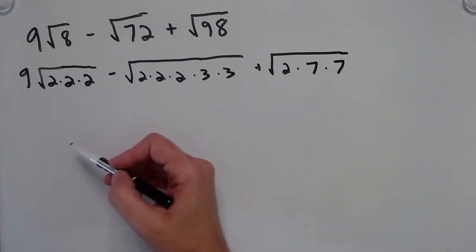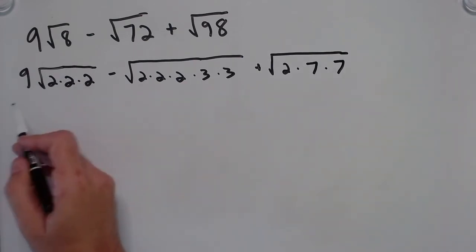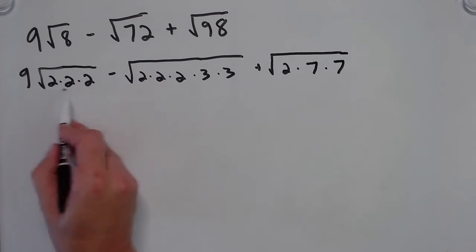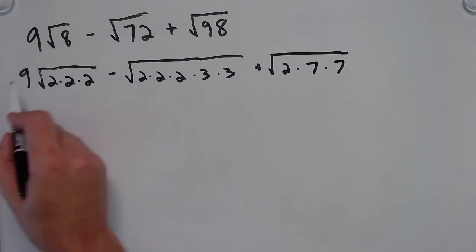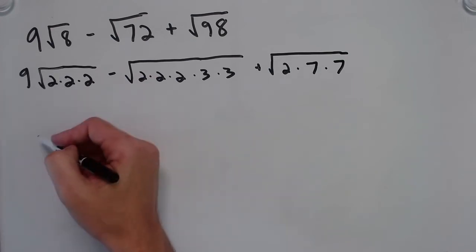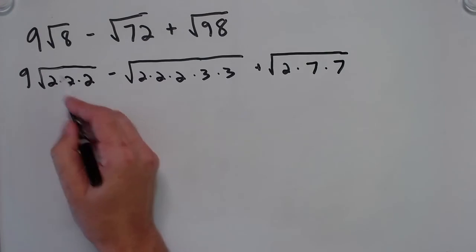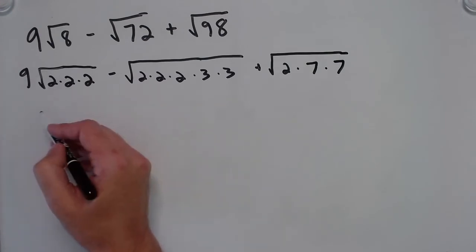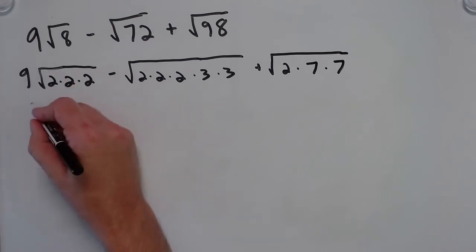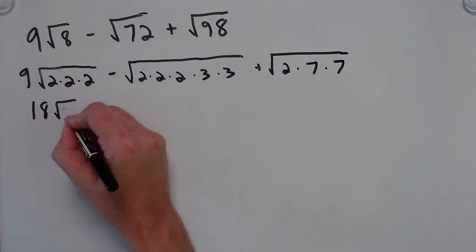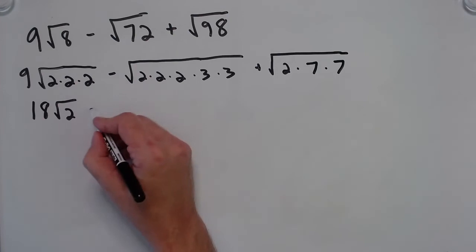So in this next line, I'm going to pull out the squares. So we've got 9. I'm going to pull out a 2, because 2 times 2 is 4, or 2 squared. Now when this comes out, these 2 become a 2 on the outside. I'm going to skip that intermediate step and just multiply right now. So this comes out to be a 2 out front. 2 times 9 is 18 root 2 minus.